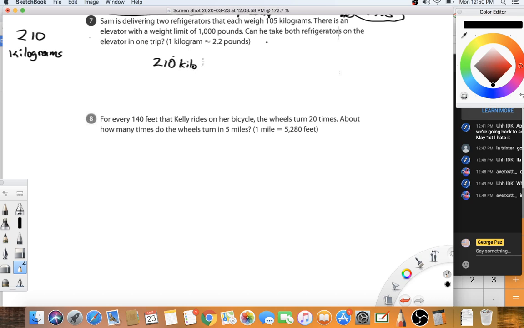Kilo. I'm going to write kilo. I don't want to write the whole thing. Now, how do we get from 1 to 210? We multiply by 210. 1 times 210 gives us 210. So whatever we do to one side, we need to multiply to the other side.